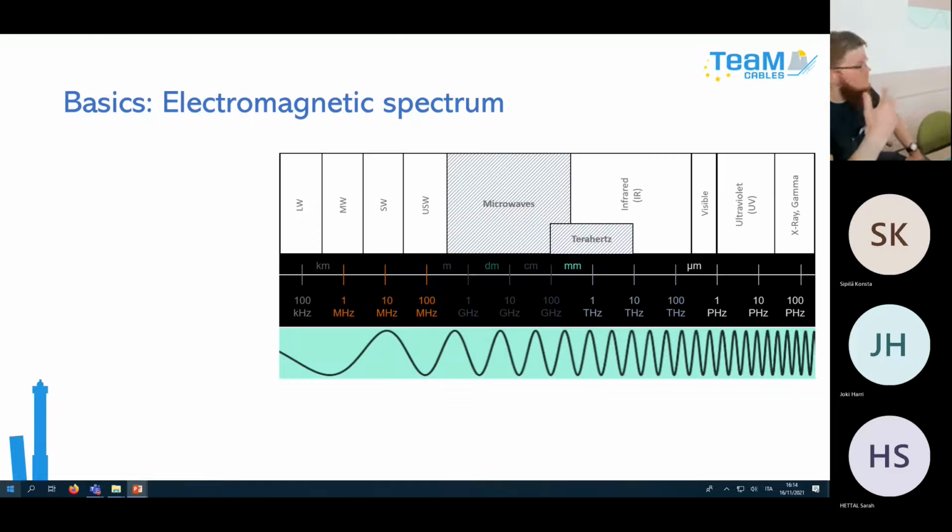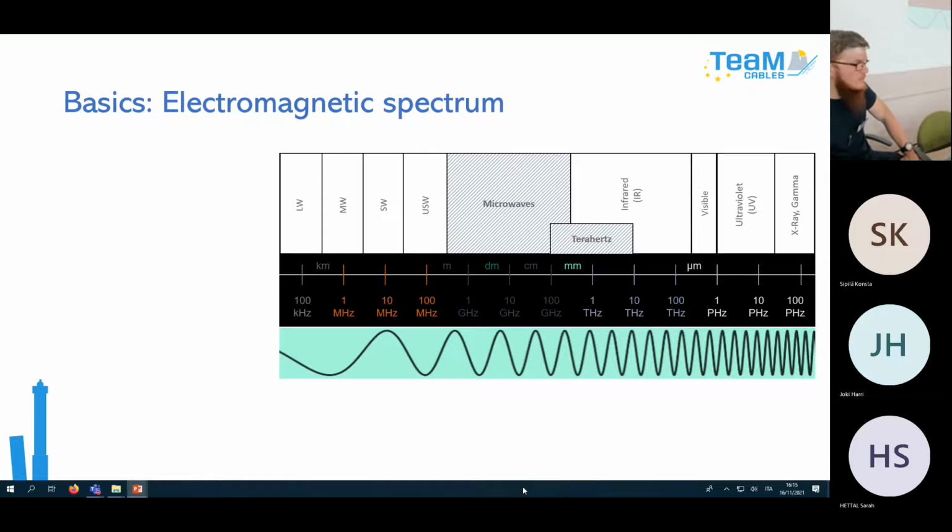Now, let's start right up with the basics. And let's start here with the electromagnetic spectrum. As you can see, the terahertz area is commonly referred to as going from 100 gigahertz up to 10 terahertz. So right at the border of microwaves up to infrared waves. The wavelength we are talking about here is in the millimeter and sub-millimeter area.